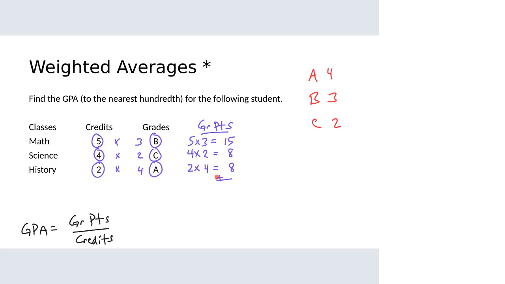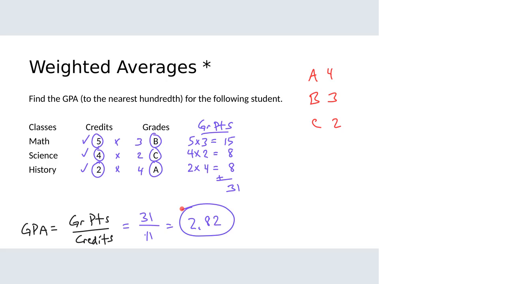So the total number of grade points, we'll add that together. 15 plus 8 plus 8 is 31. So 31 grade points. And this particular student has taken 5 plus 4 is 9 and 2 is 11 credits. And so we'll divide. 31 divided by 11 is 2.82. So the GPA for this student is 2.82.